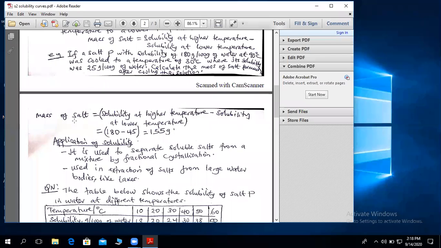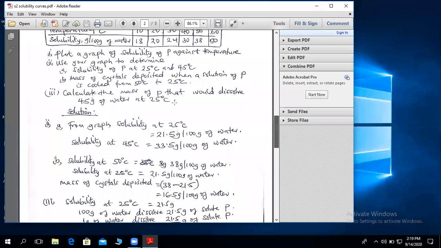So, you get solubility at higher temperature. In this case, my solubility was 180 at 90, and the solubility at 30 was 25. So I'll get solubility at higher temperature, which is 180, and I subtract 25. We corrected this, that it was supposed to be 25, and I get my answer as 155. So in this case, if you are using your graph, you'll go to the graph, you get solubility at 50, you also get solubility at 25, then you subtract the two.